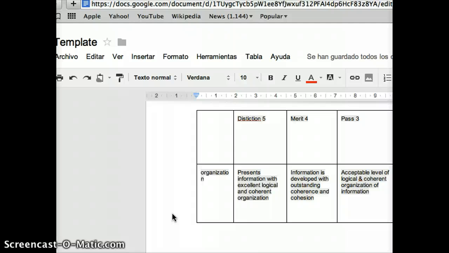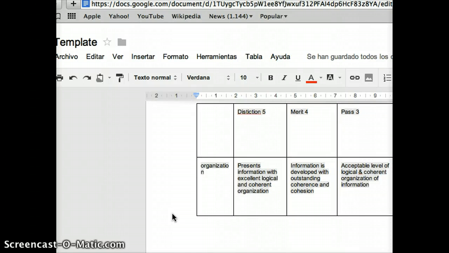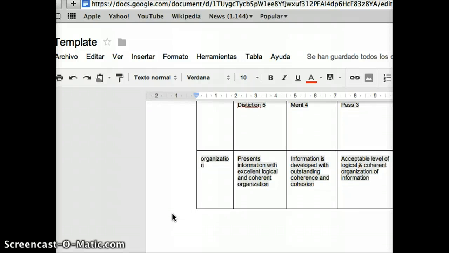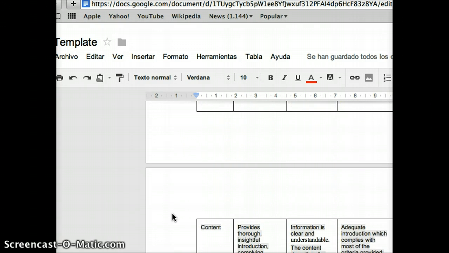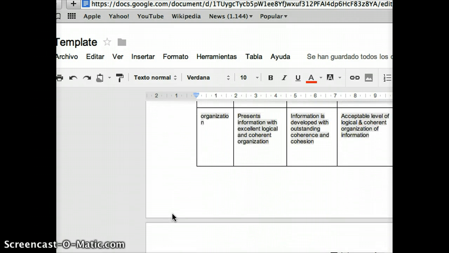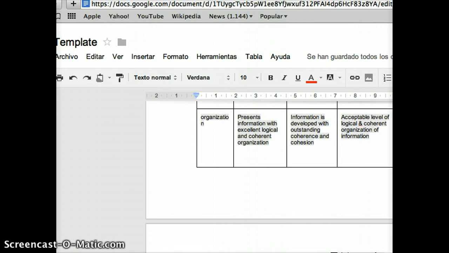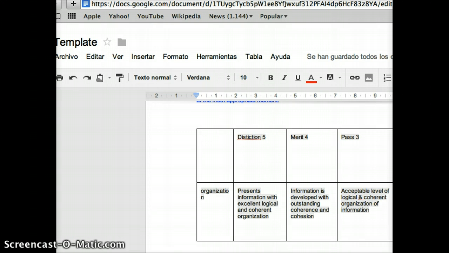Pass, 3: acceptable level of logical and coherent organization of information. Not to standard, 2: the information is not coherent with the questions they answer. Well below requirements, 1: non-existence of organization.